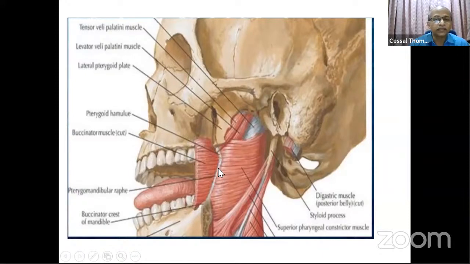So whether the buccinator muscle is involved, or the superior constrictor, or the pterygomandibular raphe is involved, whatever it is, it can spread like this. It can go to the buccinator, it can go to the superior constrictor, in both directions. So actually this anatomical continuity is very important. That will explain why there is preferential involvement of the buccinator muscle and superior constrictor muscle.